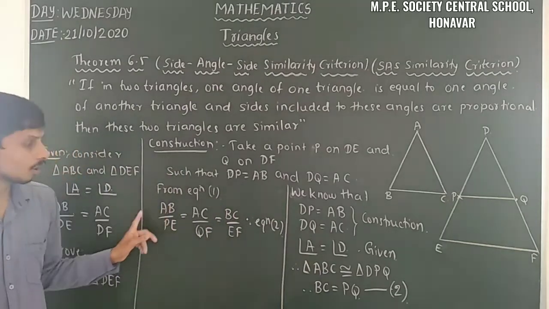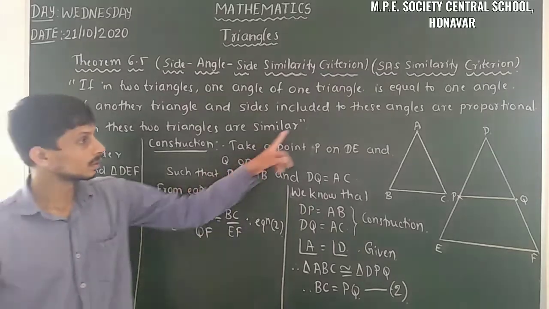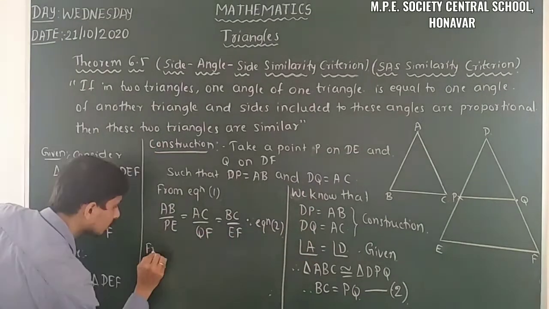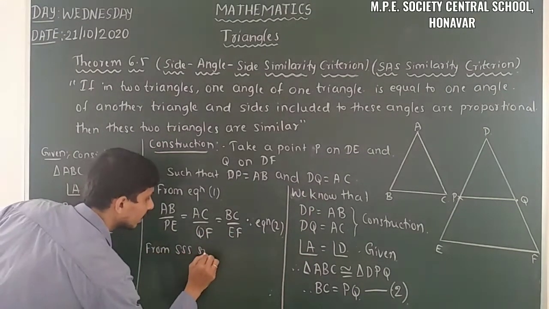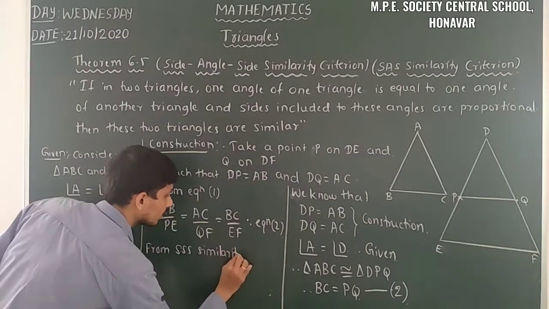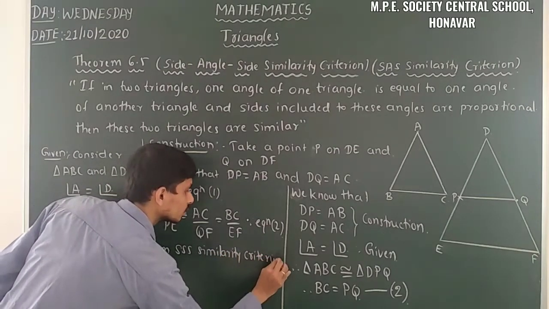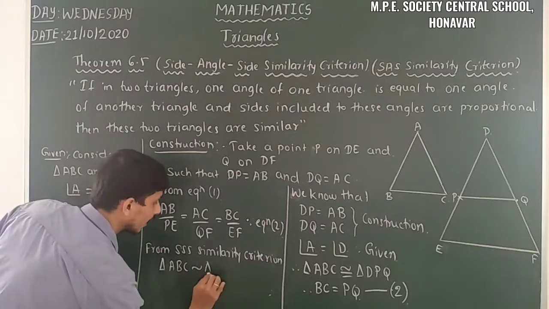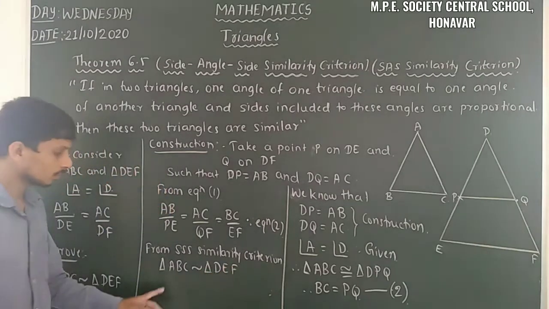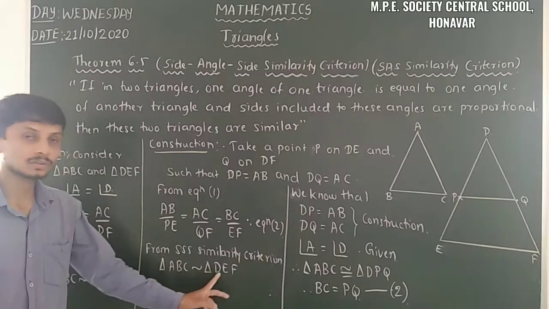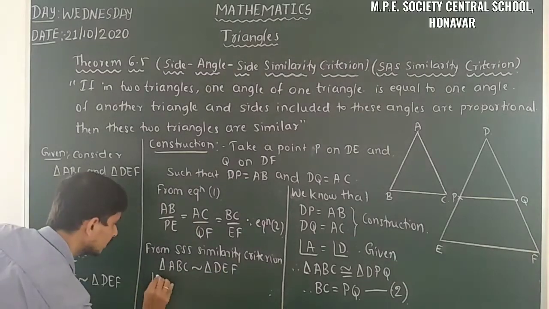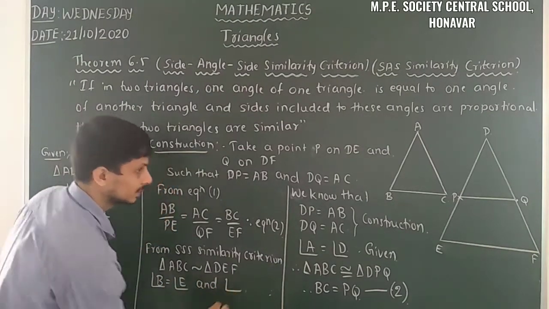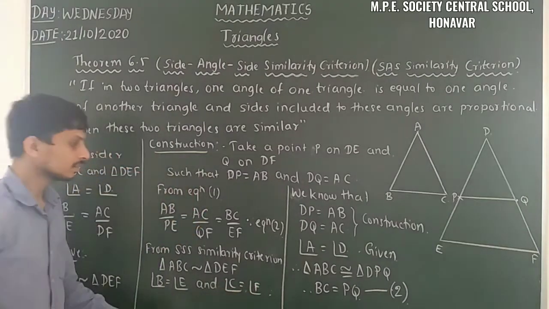So that means here, just observe, all the corresponding sides of triangle ABC and triangle DEF are proportional, and then we can take from the SSS similarity criterion that triangle ABC is similar to triangle DEF. So when triangle ABC is similar to triangle DEF, we can take angle B is equal to angle E and angle C is equal to angle F.